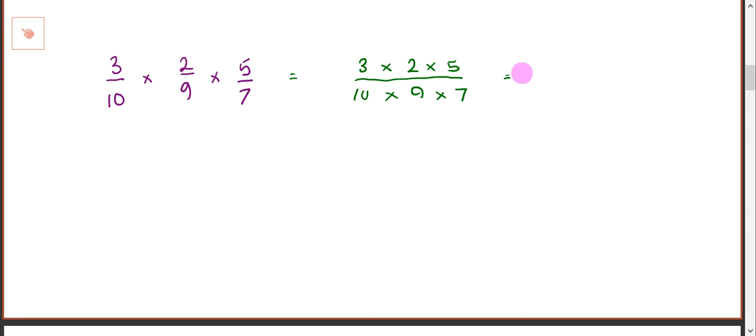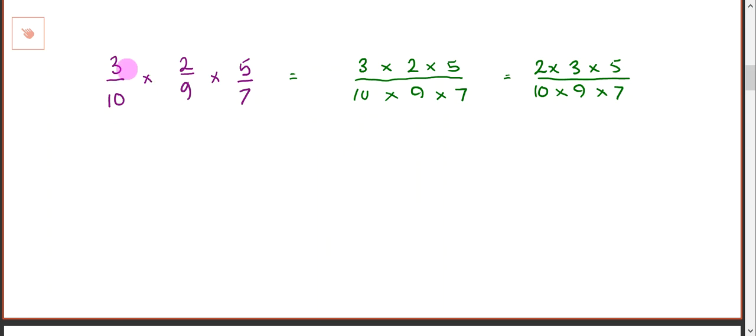Yeah? Now, do you remember, guys, if we can write this like this, I can equally write it as 2 times 3 times 5. Swap those around, because it's all multiplication. And 10 times 9 times 7. There are lots of options, but I'm just saying. That's what we did. So what I can do is I can cancel any of the numerators with any of the denominators, because it's all multiplication.